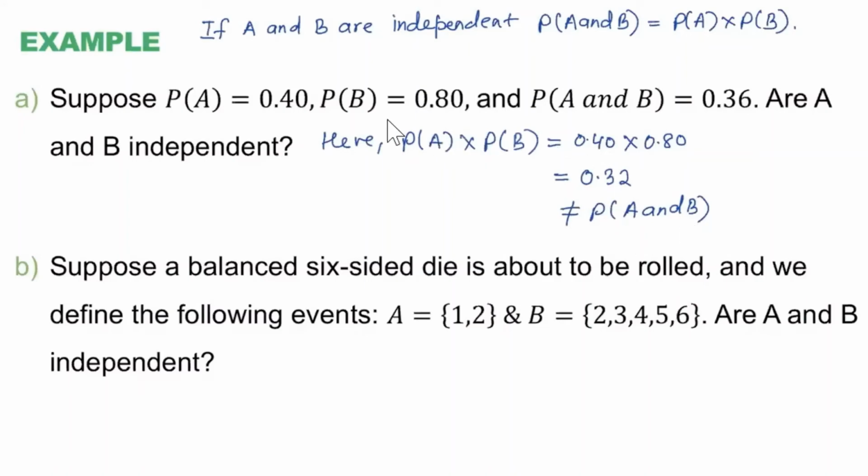So are these two events A and B independent? If they are independent, those two values will be equal, with an equal sign. So what do you think? Do you think that events A and B are independent? No, they are not independent. So you'll say events A and B are not independent.